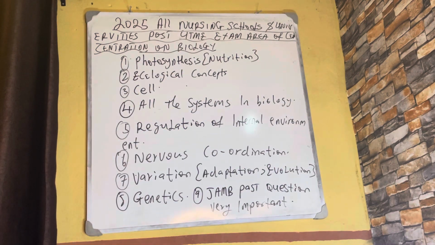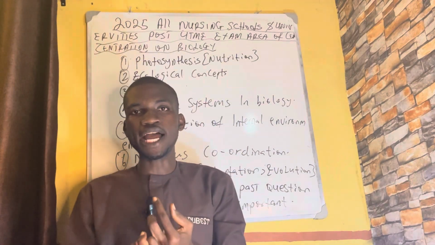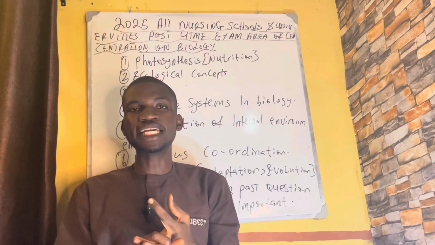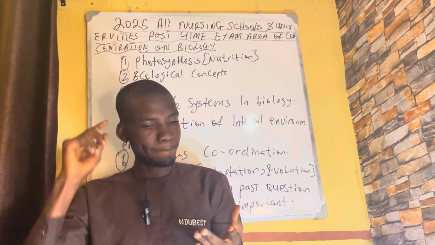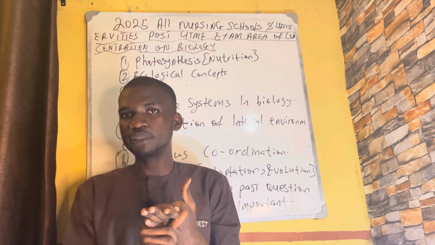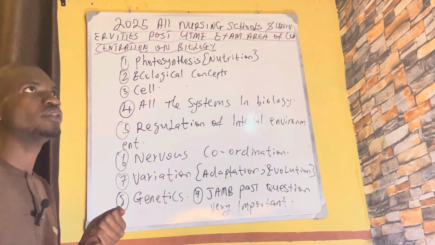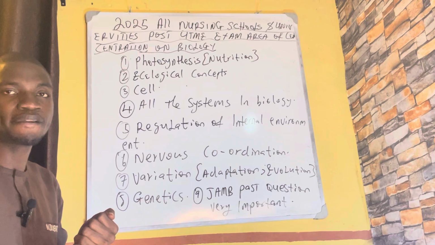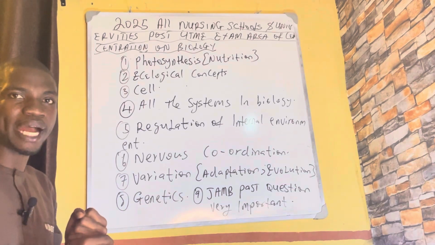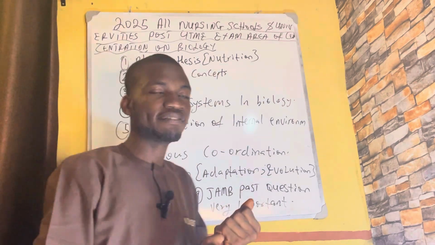Nursing schools, University of Doctor, Dennis University at Doctor, Imo State University. I'm listing schools out now. Imo State University, Abia State University, University of Calabar, University of Port Harcourt. Just listen to me. I have listed other schools.